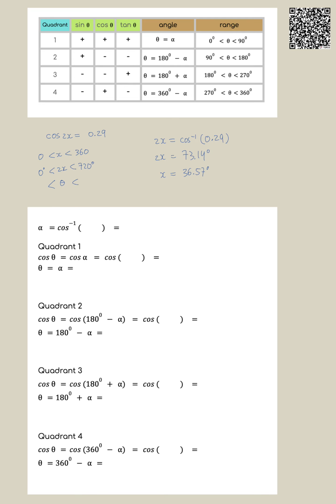Now, this is the important part. We use this substitution here. You replace 2x with theta. So maybe you write down theta equals 2x, which means theta is also between 0 to 720 degrees. Then we use this table.